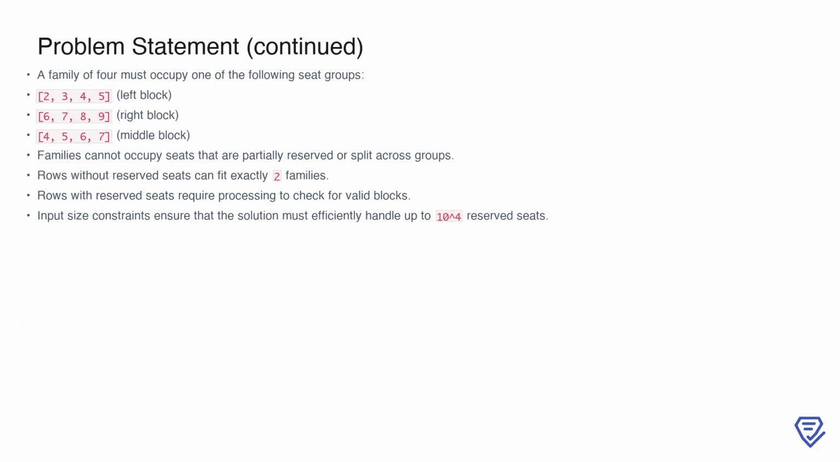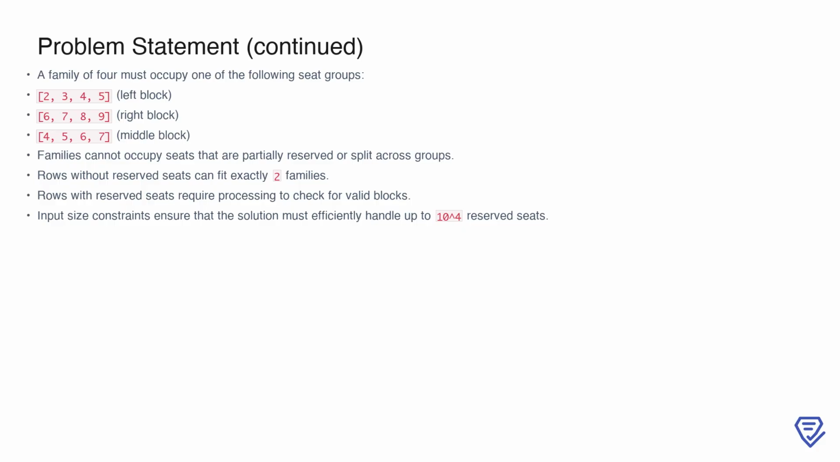To summarize the seating rules, a family of 4 must occupy one of 3 possible seat blocks: the left block, 2, 3, 4, 5, the right block, 6, 7, 8, 9, or the middle block, 4, 5, 6, 7. Importantly, families cannot occupy seats that are partially reserved or split across these blocks. Rows with no reserved seats can fit exactly 2 families, but rows with reserved seats need to be carefully checked to determine which blocks, if any, are still available.